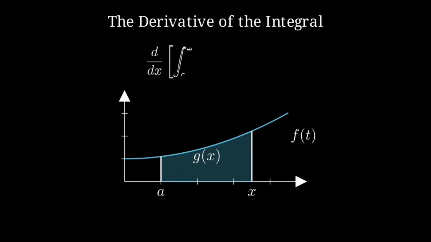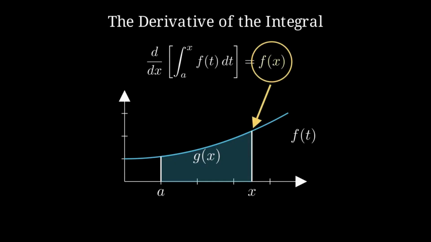FTC Part 1 states that if we take the derivative of this area function, we get the original function back. In simple terms, the rate at which the area is changing at point x is exactly equal to the height of the function at that point.